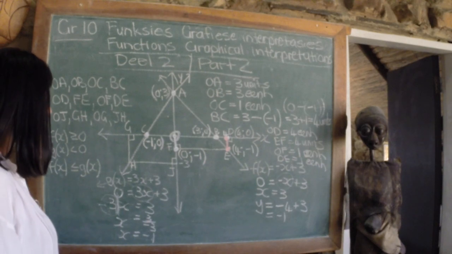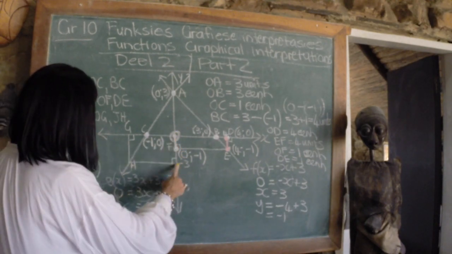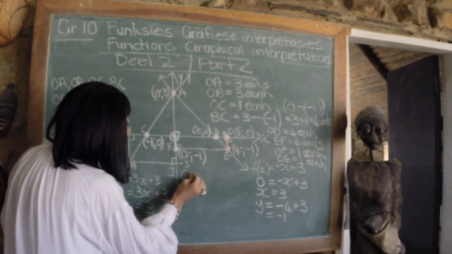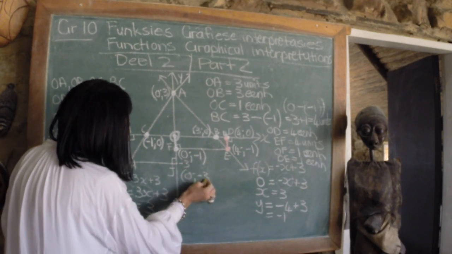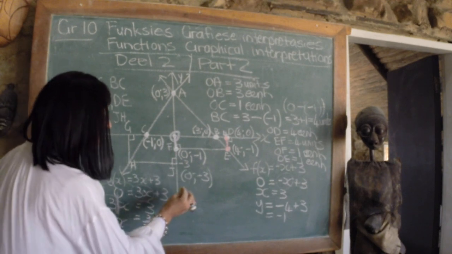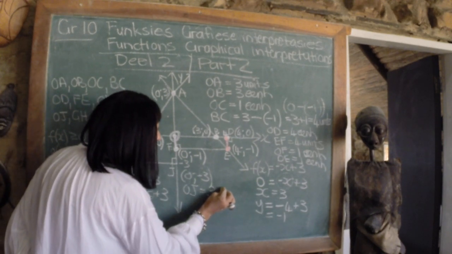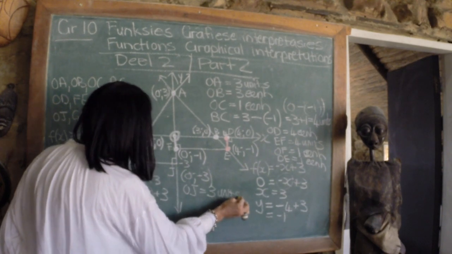OJ, there we've got a minus 3, so that coordinate x equals 0 and y equals minus 3. So hoe lank is OJ? OJ is dan 3 units. Easy.